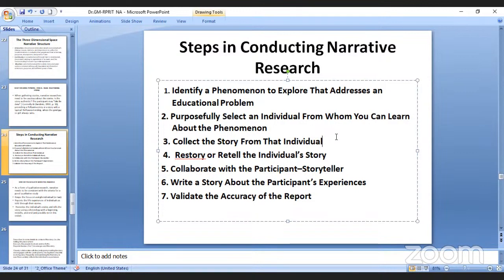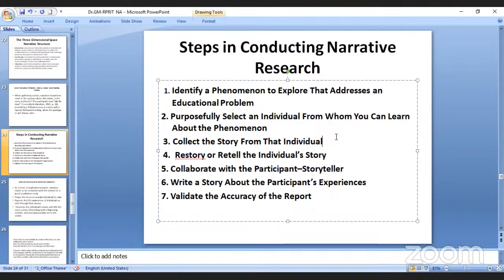Then restory or retell the individual story. After collecting the individual story, the researcher himself will retell the story to the individual, the subject, so that if he missed anything, he will add. The participant will add something else if they missed out any point, any context, any theme, any chronological order, beginning, middle, or end.